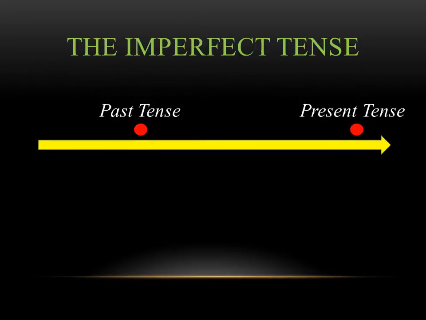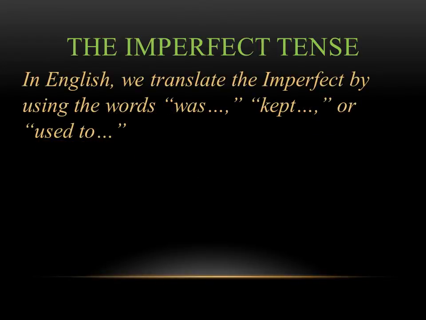So if we go back to our line here, the imperfect tense is part of the past, so it goes under that category of a past tense verb. But unlike the past, where it might have happened at one particular time, the imperfect is more fluid. It's talking about a range of time, not one set period of time. This is the key to understanding the imperfect. It's talking about something that was ongoing or repeated. So in English, we translate the imperfect by using the words was, kept, or used to, and you might have noticed that in our examples.